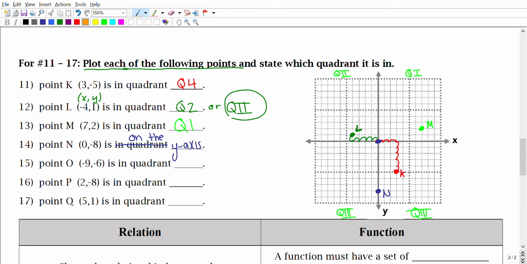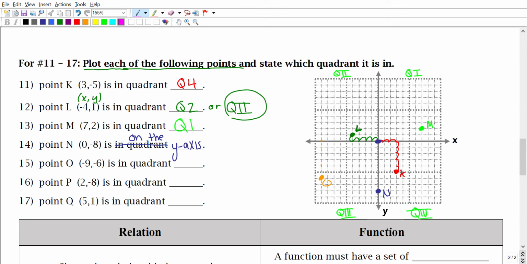Let's try to keep using different colors so we don't mess these up. So point O is -6. So 1, 2, 3, 4, 5, 6, 7, 8, 9 to the left. Okay, and then down 6. So somewhere around here, and then down 6. 1, 2, 3, 4, 5, 6. Should be somewhere right there. Hopefully you guys got the same thing. All right, and keep going, guys. Move on ahead if you feel comfortable with this already.